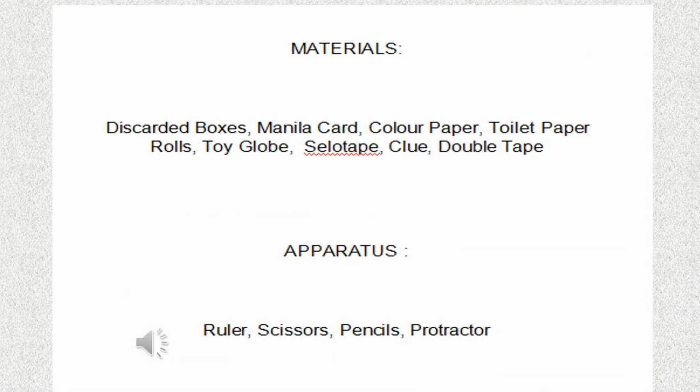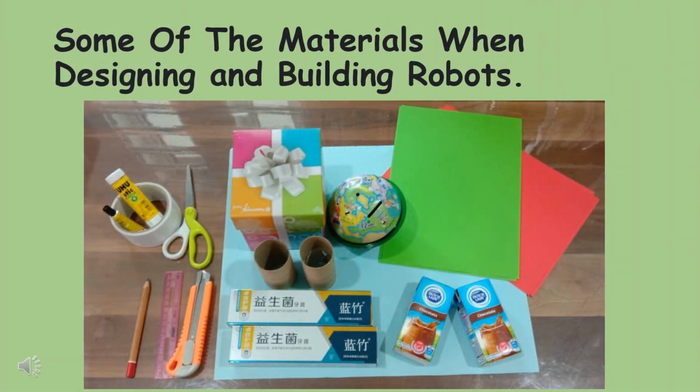The materials that we use are discard boxes, manila card, color paper, toilet paper rolls, toy glove, sellotape, glue, and double tape. The apparatus are ruler, scissors, pencil, protractor. These are some of the materials used when designing and building robots.